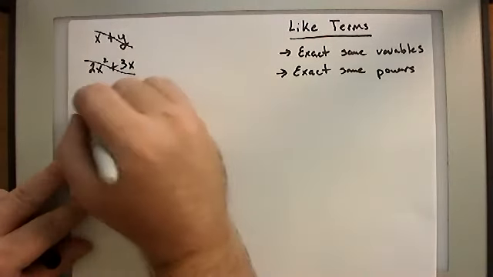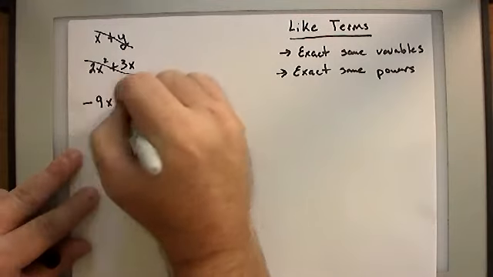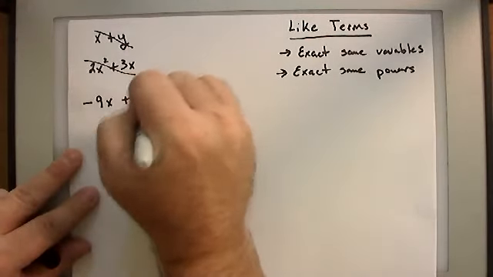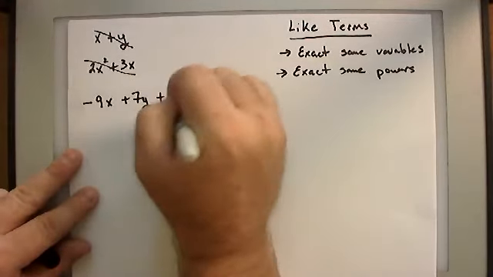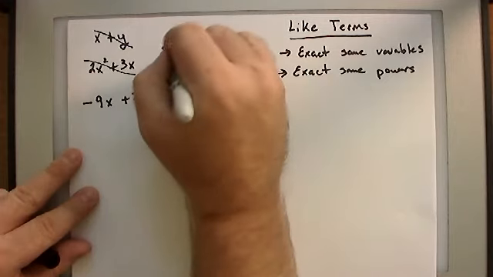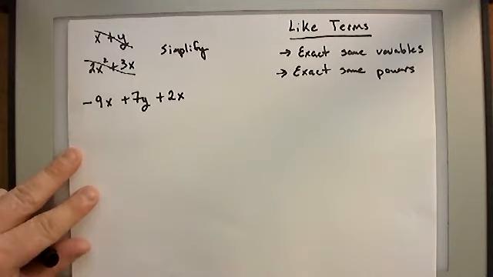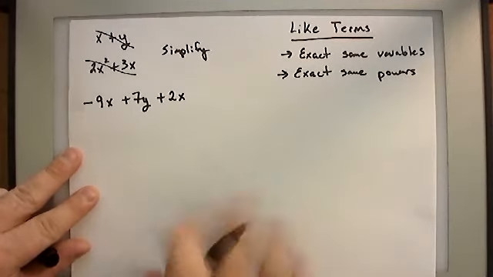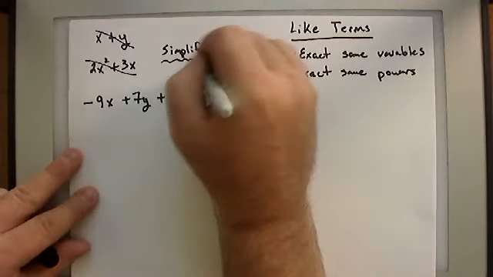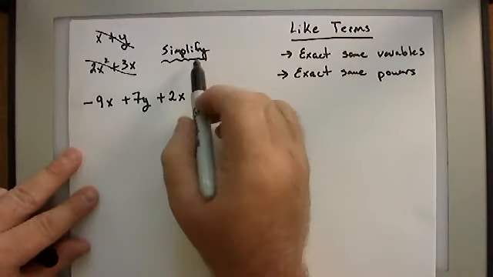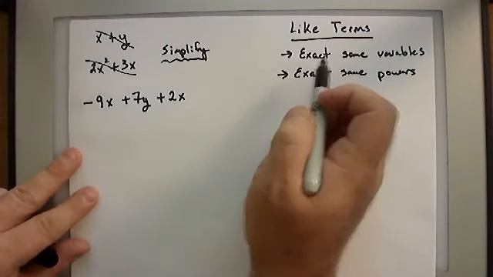What if I had something like negative 9x plus 7y plus 2x? And the instruction here would be simplify, which just means combine it down as much as possible. Here we do have like terms, right? You're going to want to pay attention because most of the homework's instruction is going to be simplify. Simplify in this case generally means combine like terms.